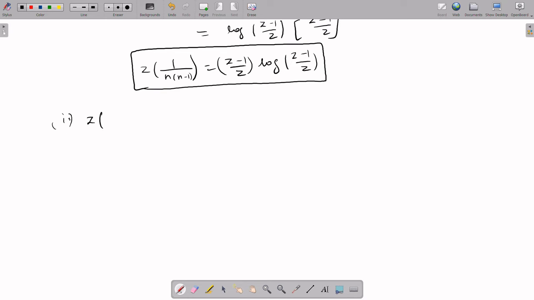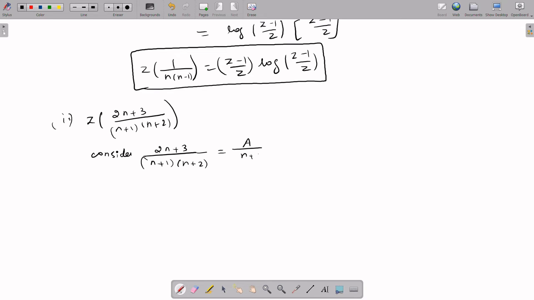The next problem is the z transform of 2n plus 3 divided by n plus 1 into n plus 2, isn't it? N plus 1 into n plus 2. Here also the denominator is a product of two terms. So you have to consider this function alone, 2n plus 3 divided by n plus 1 into n plus 2. Okay, and you have to split into partial fractions, that is a by n plus 1 plus b by n plus 2.